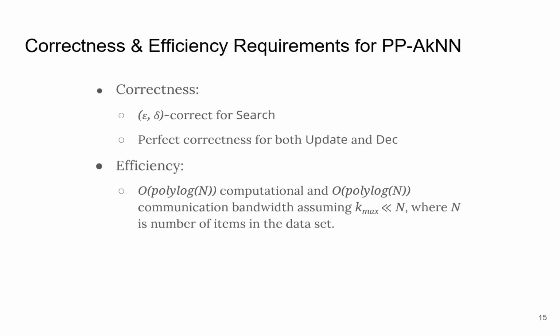Since we have the syntax ready, now let's move to the correctness and efficiency requirements for PPAKNN constructions. We want epsilon-delta correctness for search, and perfect correctness for both update and decryption. As for the efficiency aspect, we want O(polylog n) computation and O(polylog n) communication bandwidth, assuming kmax is much less than n, where n is the number of items in the dataset.